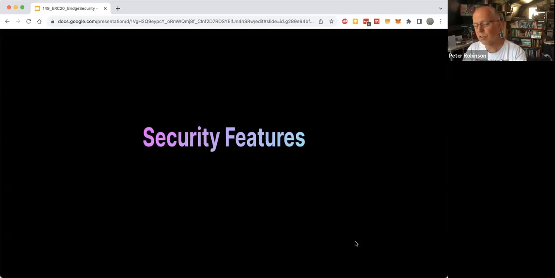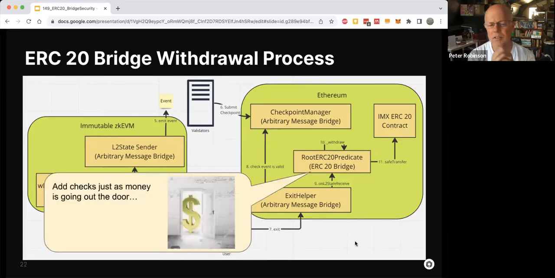So hence the security features. And so my thought is that what you want to do is, just as the message is going out the door, or rather the money is going out the door, you want to have some sort of hold on it. You want to be able to do things to try and protect yourself right at this ERC20 bridge contract on the way out.